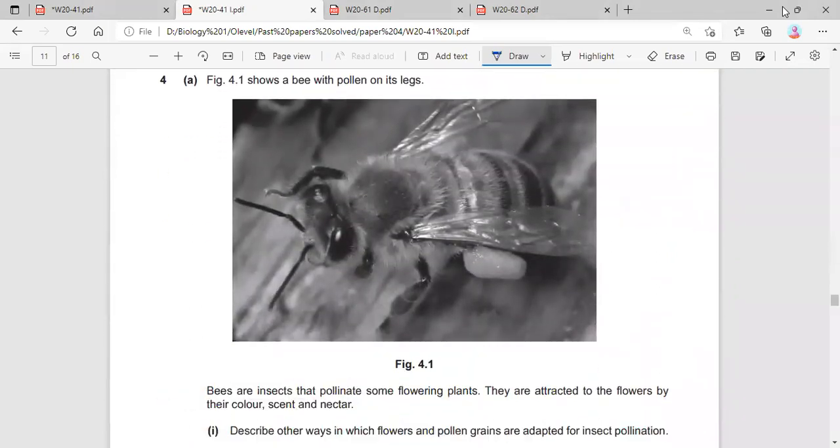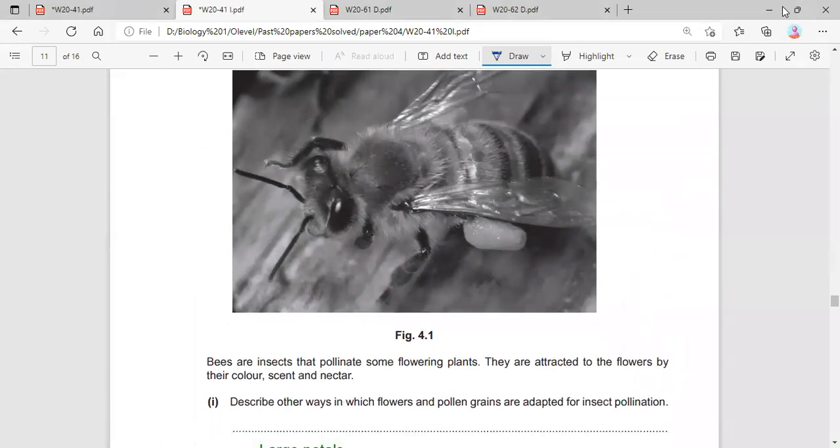Okay, question 4. It shows a bee with pollen on its legs. Very easy question. Bees are insects that pollinate some flowering plants. They are attracted to the flowers by their color, scent, and nectar. Describe other ways in which flowers and pollen grains are adapted for insect pollination. Take care that he told you other than color, scent, and nectar.